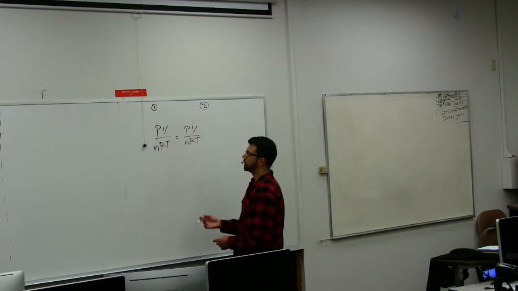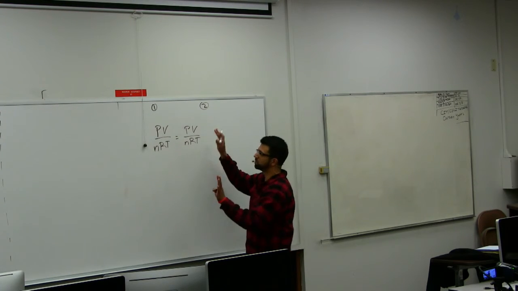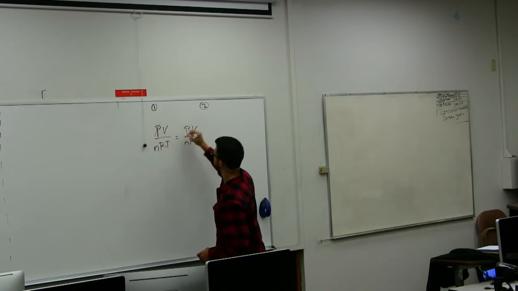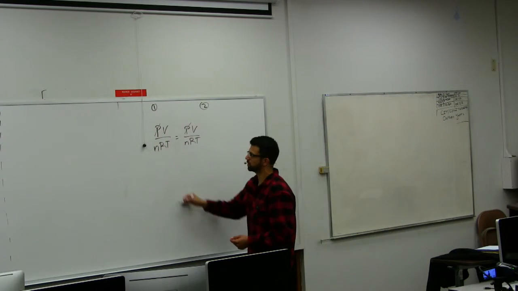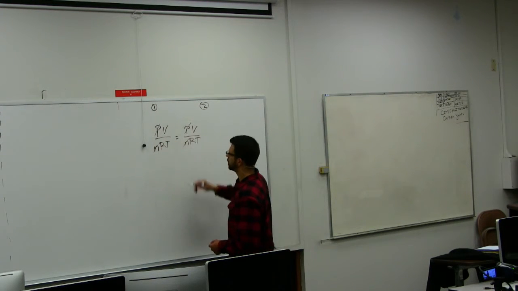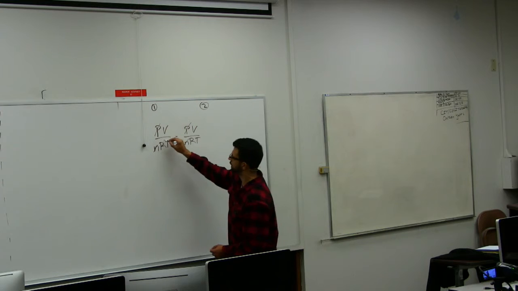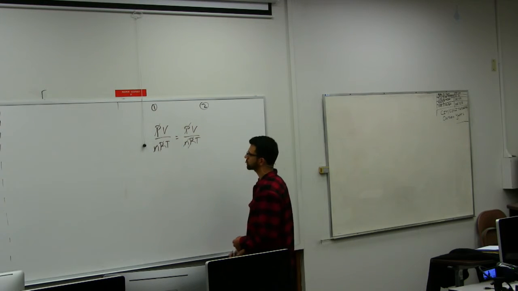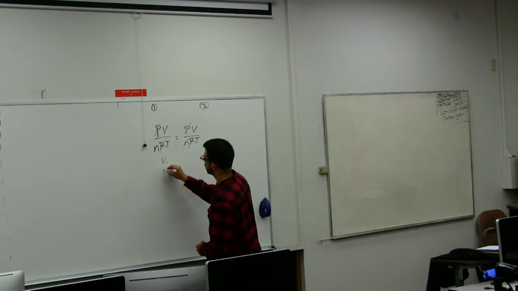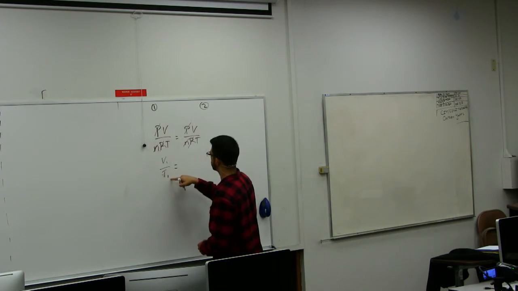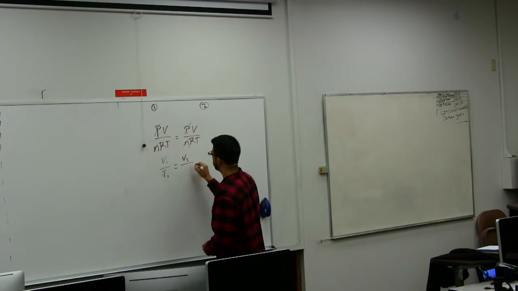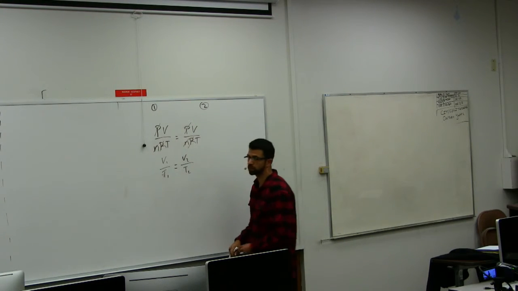So they give you your volume and temperature. They don't say anything about pressure. They don't say anything about moles. R is on both sides, so that can be canceled out. So now I'm left with my initial volume over my initial temperature equals my final volume over my final temperature.